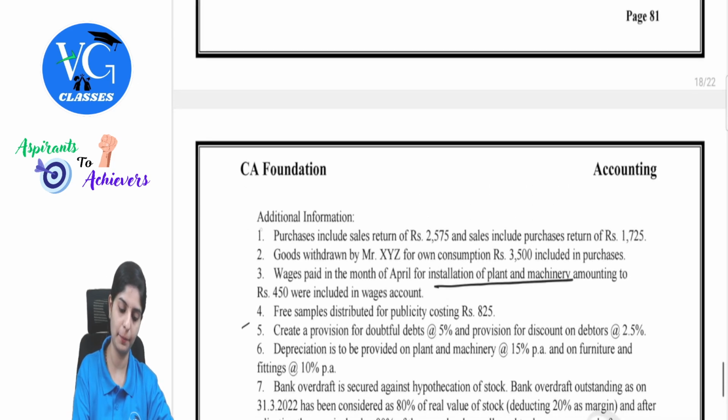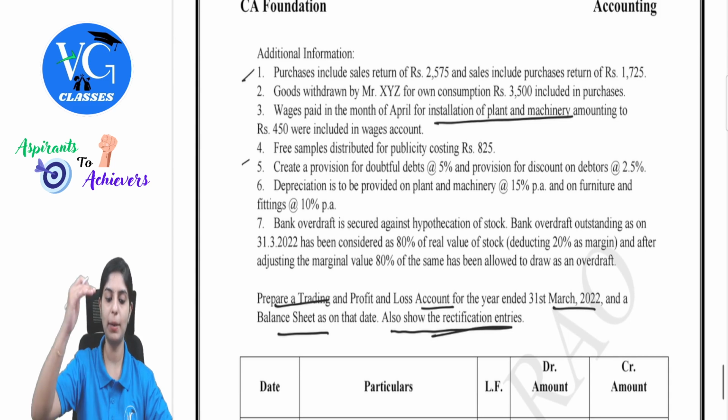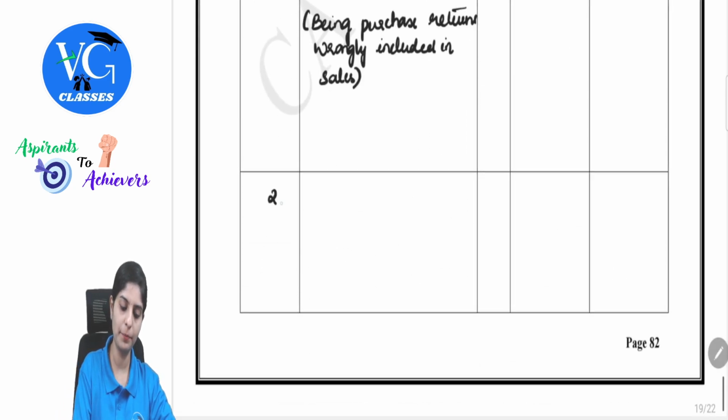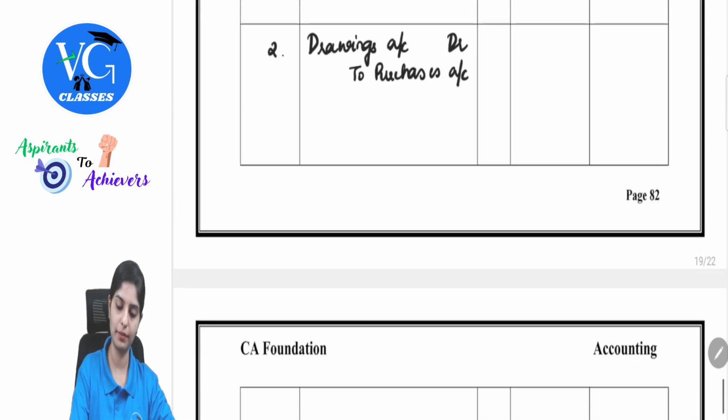Yes. Next point. Goods withdrawn by Mr. XYZ for own consumption 3500 included in purchases. So this 3500 should not have been part of purchases. This is a drawings. This has been wrongly treated as purchases. So first rectification entries. Purchase balance should come down and drawing should be debited. So the journal entry for this will be drawings account debit to purchases. How much is this? 3500.